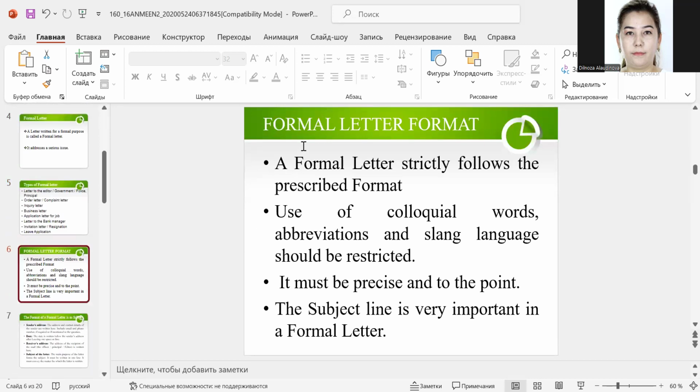Formal letter format. A formal letter strictly follows the prescribed format. Use of colloquial words, abbreviations, and slang language should be strongly restricted, because these types of letters are formal. It must be precise and to the point. The subject line is very important in a formal letter.